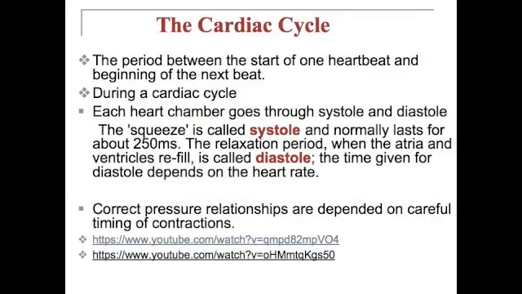The cardiac cycle. And this is page 748. The period between the start of one heartbeat and the beginning of the next heartbeat is called the cardiac cycle. During a cardiac cycle, each heart chamber goes through systole and diastole. In other words, the squeeze is called systole and normally lasts for about 250 milliseconds. The relaxation period, when the atria and ventricles refill, is called diastole. The time given for the diastole depends on the heart rate.